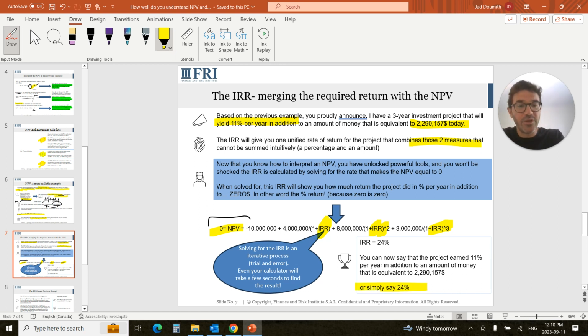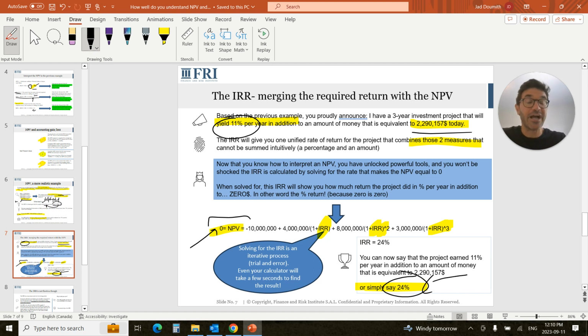So if we do that, we would get an IRR of 24%. Now let's use the way we interpret an NPV. This project earns 24% per annum plus 0, which was exactly our objective, to merge the 11% that we earn per annum with the 2.29 million split across all 3 years. And the 24% is actually doing that. Instead of saying I earned 11% per annum plus an amount of money X, which is 2.29 million, you can simply say I earned 24%.